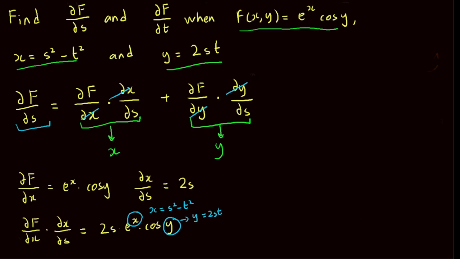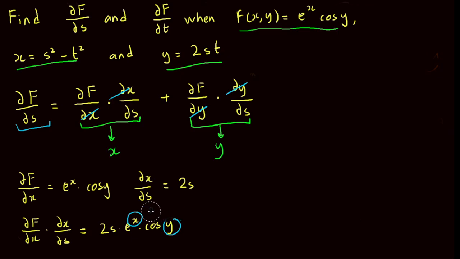So let me just erase it for now. I'll erase it because it seems a bit distracting, but once we combine everything together, we'll write it down in terms of s and t. Okay, so I'm just going to leave it out. So let's just erase this part for now.